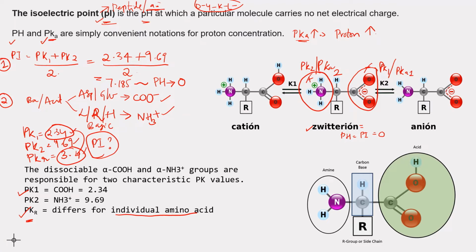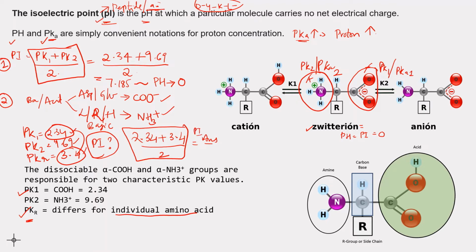Hence we will calculate 2.34 plus 3.4 divided by 2. The same formula applies: pK1 plus pK2 divided by 2. Whatever the answer is will be the Pi value for that particular amino acid, and this amino acid is aspartic acid. There are particular pKr values for each amino acid, and there are also questions pertaining to these values. I will discuss everything.